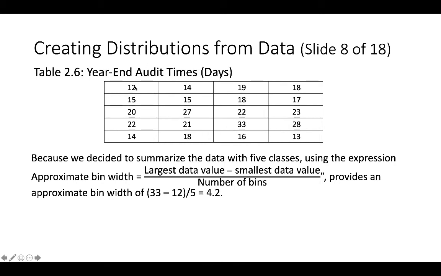Because we decided to summarize the data with 5 classes or 5 bins, we use the approximate bin width equal to the largest data value minus the smallest data value divided by the number of bins, which is 33 minus 12 divided by 5, and that equals 4.2. So we decide to round up and use a bin width of 5 days in the frequency distribution.